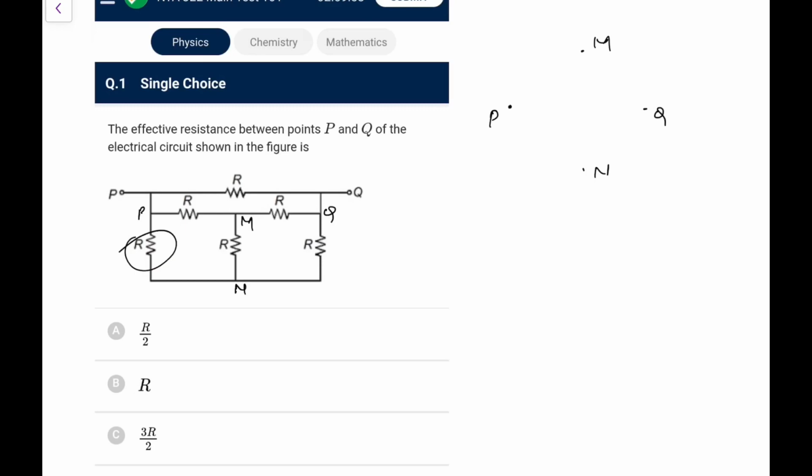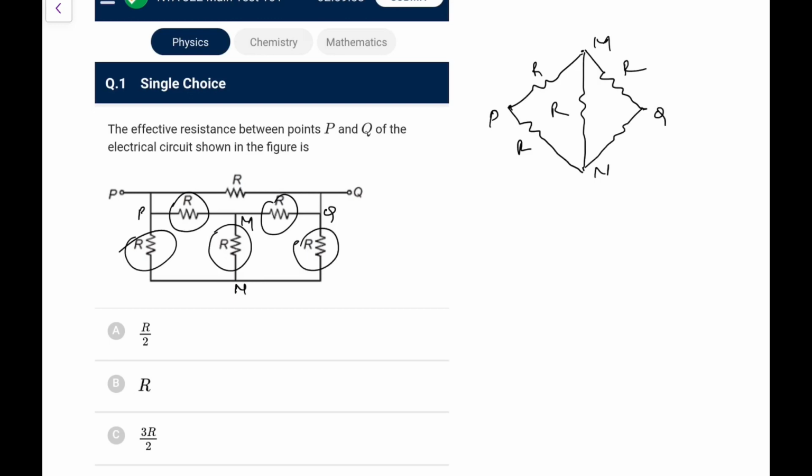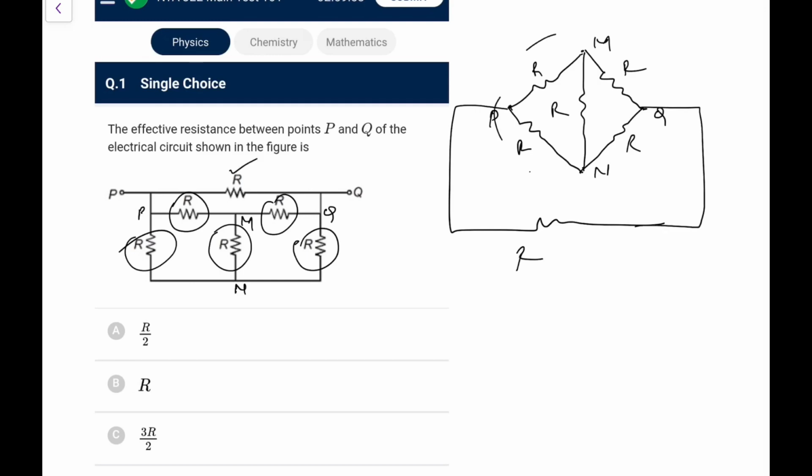This is between P and N, so this is R. This is between P and M, let's say this is R. This is between M and Q, this is R. This is between M and N, that is R, and Q and N, let's say this is R. So this is a balanced Wheatstone bridge, and one is between P and Q. I can connect like this last one. So what we have, this is a balanced bridge, so this is R, and this R is in parallel, so it becomes R by 2. So R equivalent is R by 2 for this particular case.